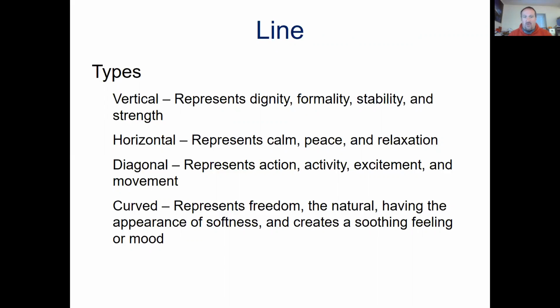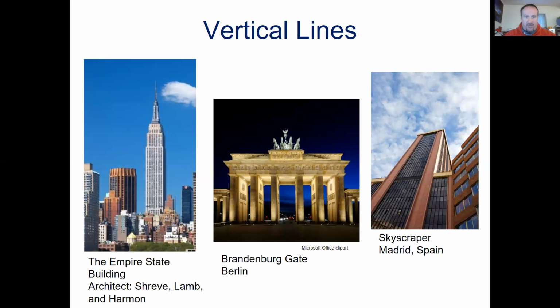So when architects, designers, civil engineers start to create their work, they want to give you a feeling from seeing their building, and this is one of the ways they do that. Some examples of vertical lines: we have the Empire State Building, we have the Brandenburg Gate in Berlin, and then here's a skyscraper, Madrid in Spain.